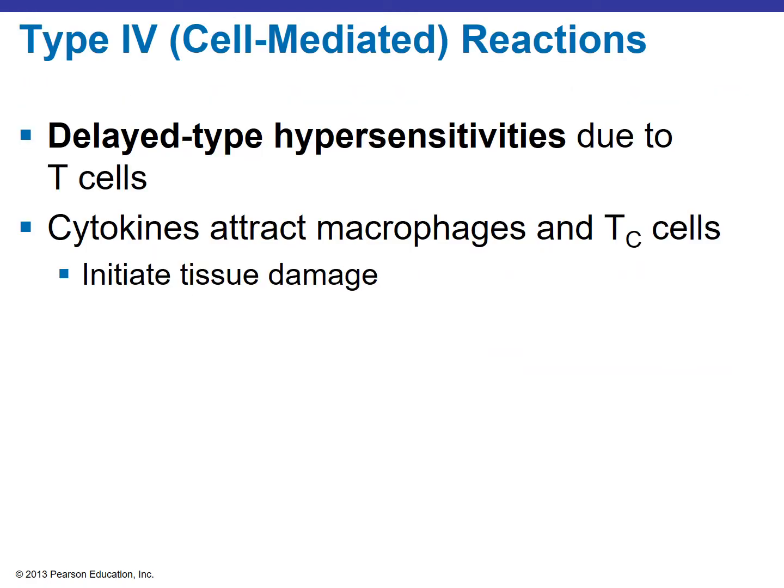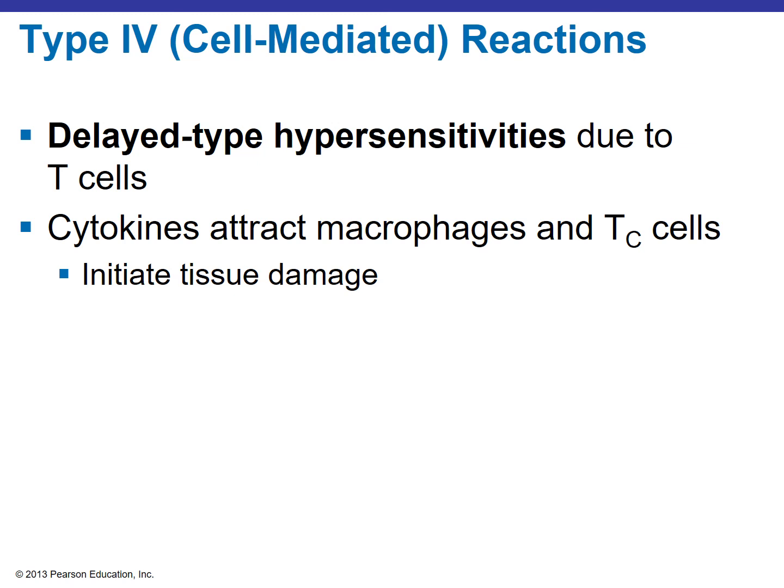All right, and the fourth type of hypersensitivity reaction would be the cell-mediated reactions. The cell-mediated reactions take between 24 to 48 hours, and the reason why is because that amount of time is required for T cells and macrophages to actually migrate to the foreign antigen. So this is a cell-mediated immune response that is caused by T cells. And some of these you might even recognize.